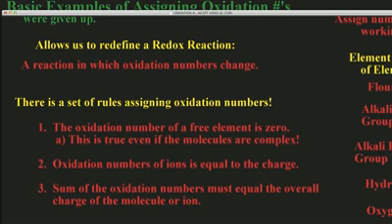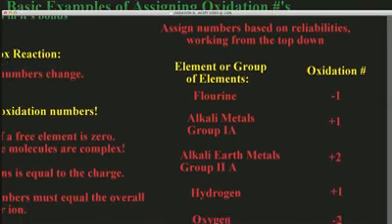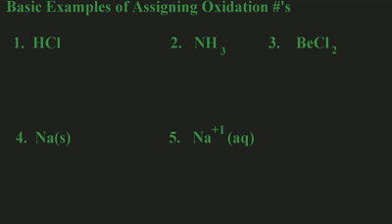Molecules have 0 charge. There is a hierarchy again, remember, for assigning this. There's a reliability. Fluorine is the most reliable, at -1. Then the alkali metals, alkaline earth metals, hydrogen, then oxygen. So that means that anything towards the top of the list takes precedence over the bottom of the list. Alright? And I'll give you an example of that probably on the next intermediate video. But back to these basic examples, let's take a look at what we have going on here.